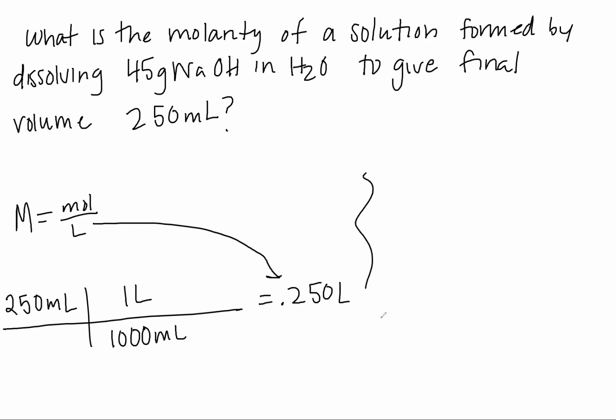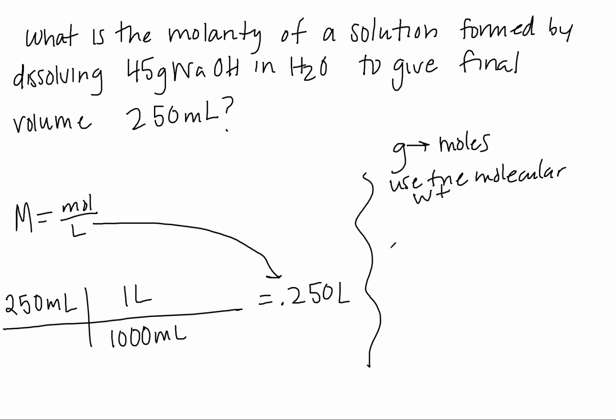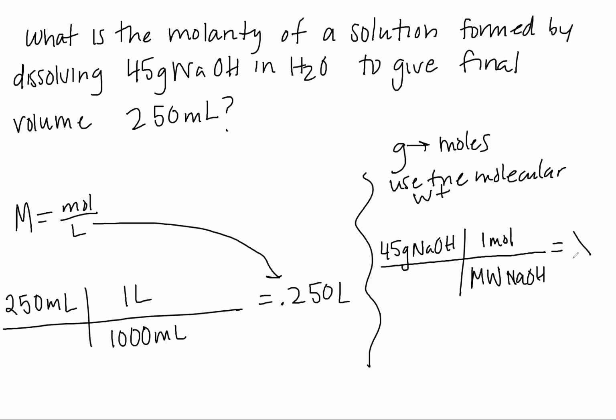Okay, now the second part is we're given grams and we know we need to get moles, and the only way to go to moles is to use the molecular weight. So you should have the 45 grams of NaOH divided by the molecular weight of NaOH, and that will give you some number. I don't have my calculator, so I'm not doing it. So if we get to this point, we have this be the number of moles.